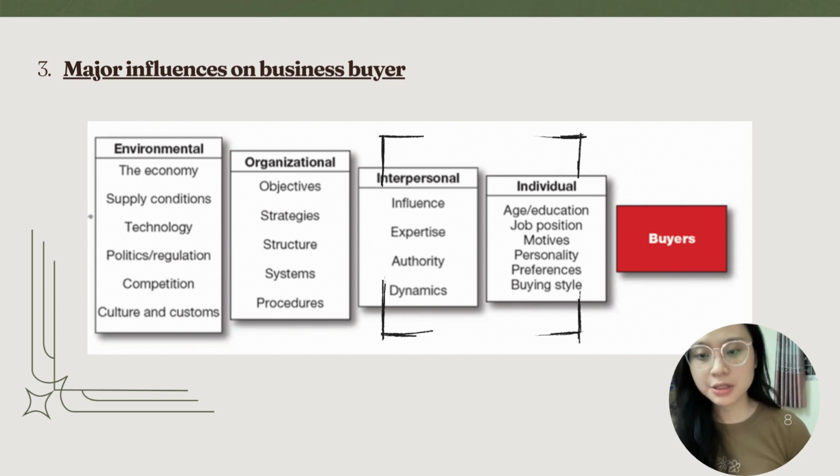Next is interpersonal factors. These matter as the buying center includes participants who influence each other. It's difficult to assess them and determine who has the most influence. And the last is individual factors. These include personal motives, perceptions, and preferences.